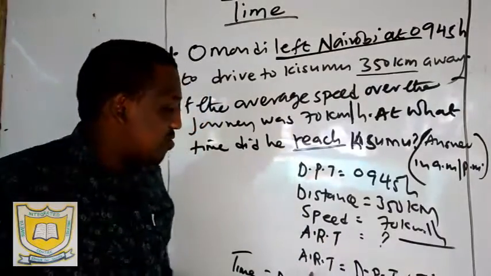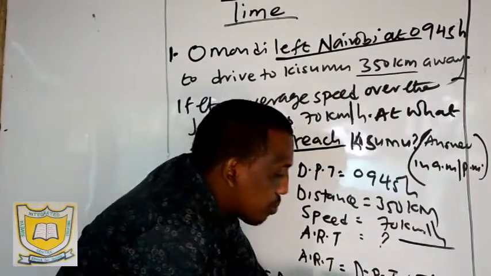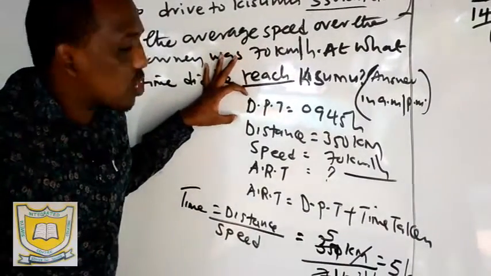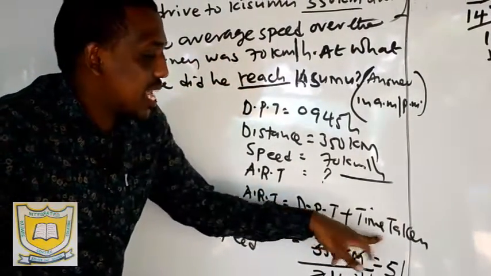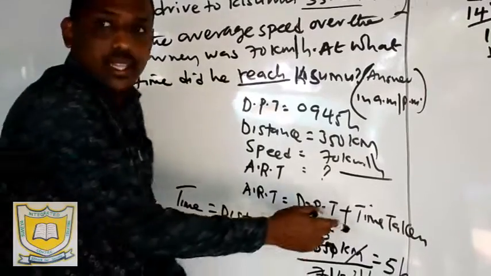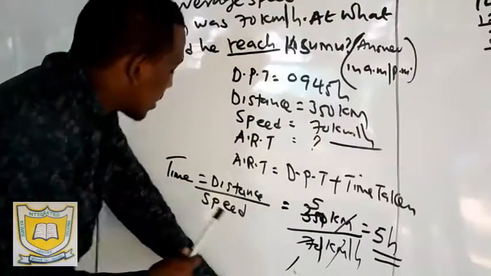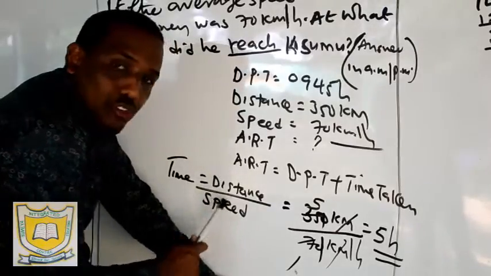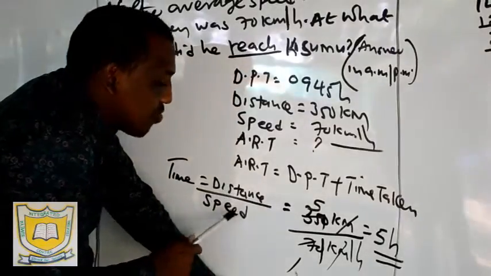So how do we get arrival time? Arrival time is equal to departure time plus the time taken. Departure time I have, the time the vehicle left from the station. Plus the time taken, I don't have, but I must get the time taken. How do we get time? We say the formula: time taken is equal to distance covered over the speed.